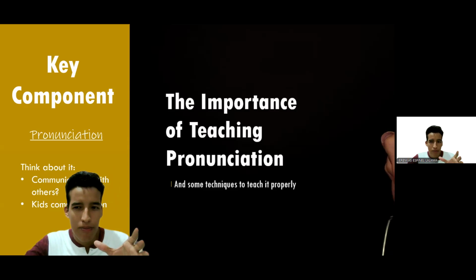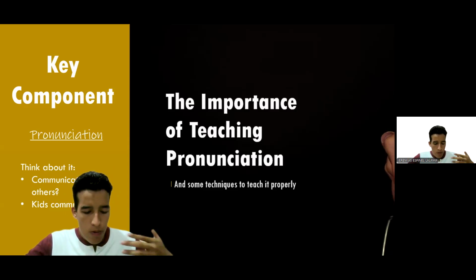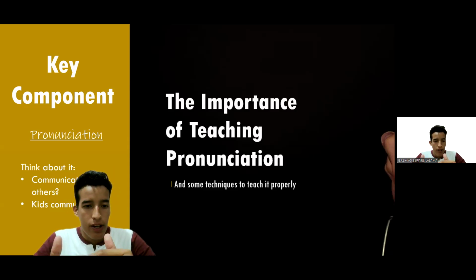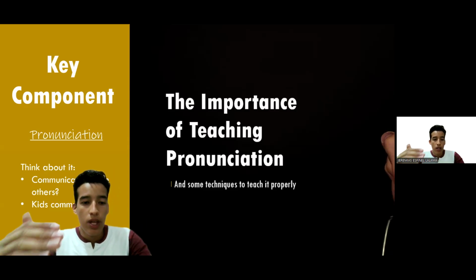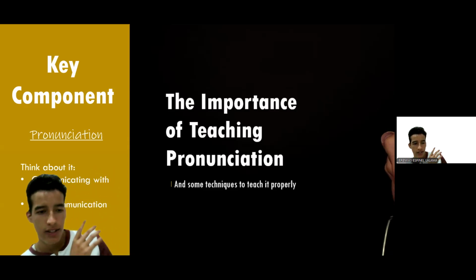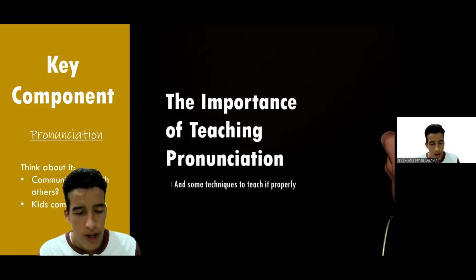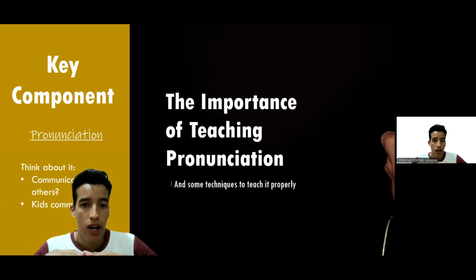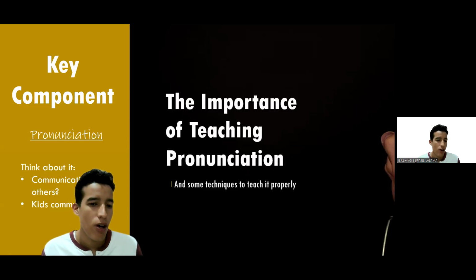And think about it, communicating with others. When we want to communicate with others, we want to understand what they're saying, but we want them to understand what we are trying to say. So this is kids' communication, and this is essential because when we think about kids, they might not know grammar or very extensive vocabulary, but they definitely can say the words correctly so that we can understand them.